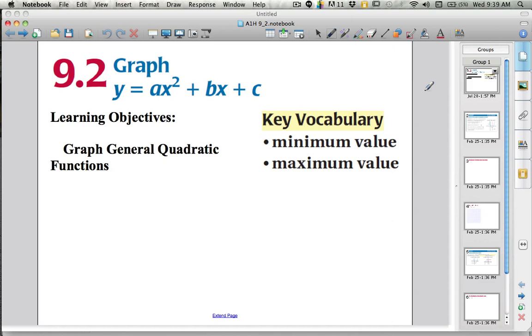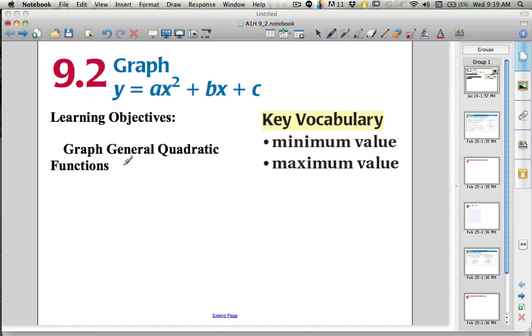So in our last section, we were graphing simple quadratic functions. In this section, we'll be graphing the full quadratic function. So remember, the full version of our quadratic standard form is y is equal to ax squared plus bx plus c. And you remember, each of these different coefficients has a different impact on the graph. So a, remember, determines whether it opens up or down and how wide or narrow it is. B is related to the x-coordinate of the vertex, and C is related to the y-coordinate of the vertex.